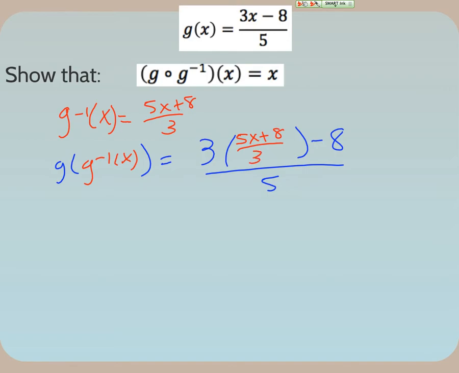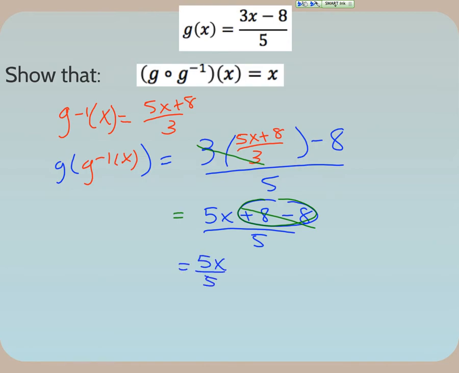To get that first step. So then we've got these 3's that are canceling out, so that kind of gets rid of those parentheses because that multiplication is no longer there. So 5x plus 8 minus 8 divided by 5. Just like the last one, the plus 8 and the minus 8 are canceling out. So you've got 5x over 5. And sure enough, those 5's cancel out, so it's just x.